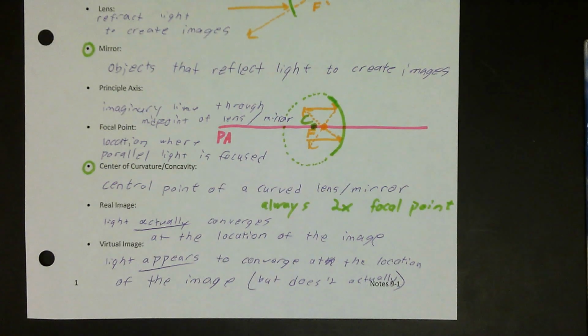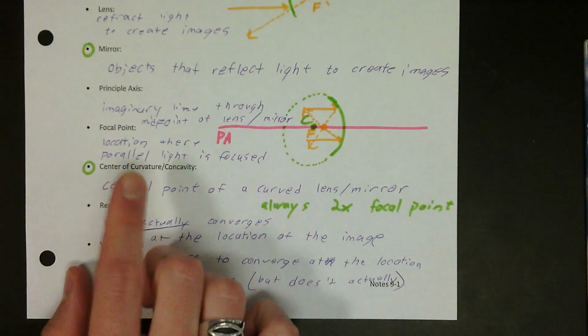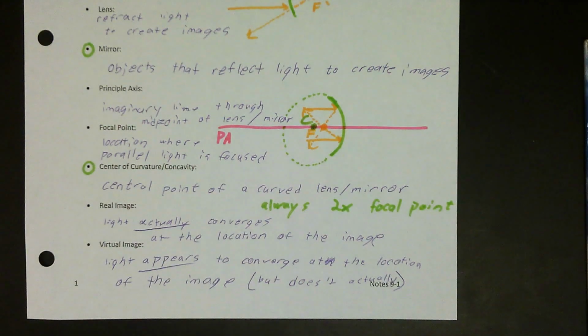Okay? All right, and then lastly, we talked about this last time, the center of curvature. It's the central point of a curved lens or mirror. It's always 2 times the focal point, no matter what. And then we get to the last 2 things, real images and virtual images. Real images actually converge at the location of the image, so the light actually goes to the place where you can see the object.